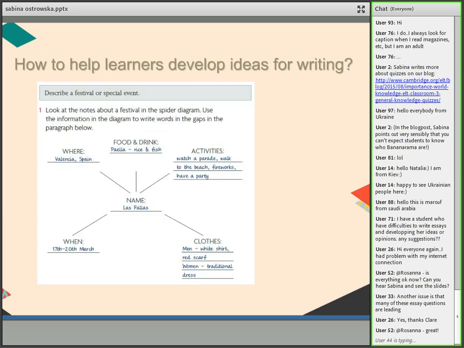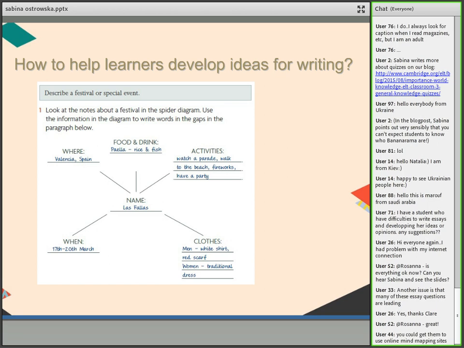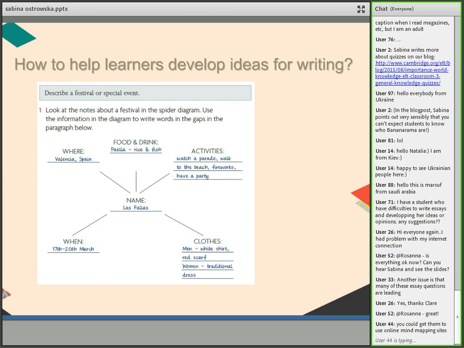Here's the typical one for lower levels like A1 and A2 levels. I like spider diagrams. I use them a lot for lower levels because it really helps students who sometimes feel they don't have much to write about. But suddenly, when you prepare for them a little spider diagram with what, when, where, food and drink, activities, clothes, they suddenly see, oh, this is already like 1, 2, 3, 5 sentences, a little paragraph I can write about a festival in my city.